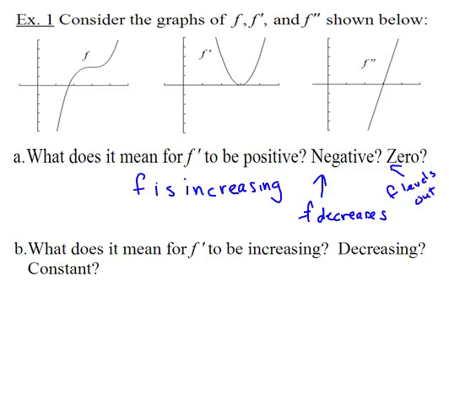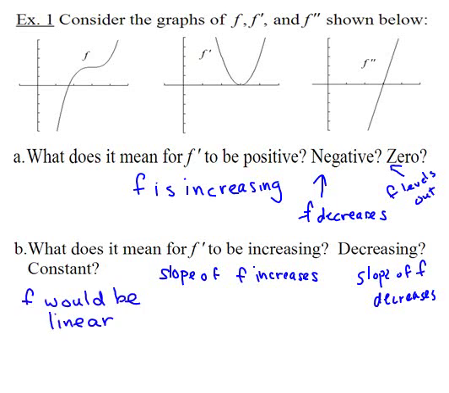In part B, what does it mean for f prime to be increasing? Again, since f prime represents the slope of f, this must mean that the slope of f is increasing. And by the same reasoning, when f prime is decreasing, the slope of f is decreasing. If f prime were constant, then the slope of f would be constant. In other words, the graph of f would be linear. Let's compare those ideas to the graphs again.